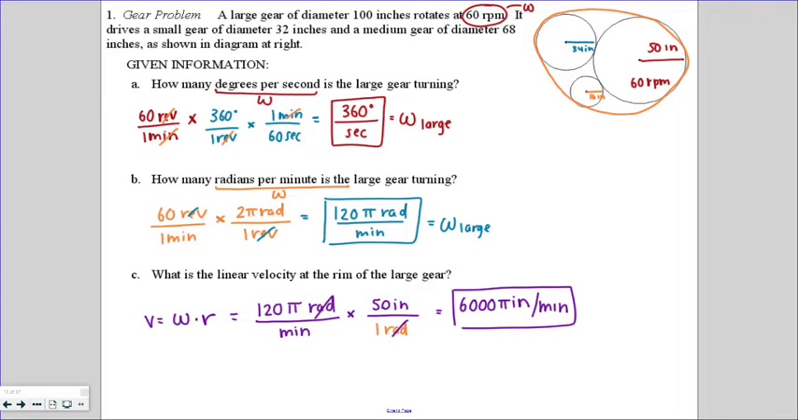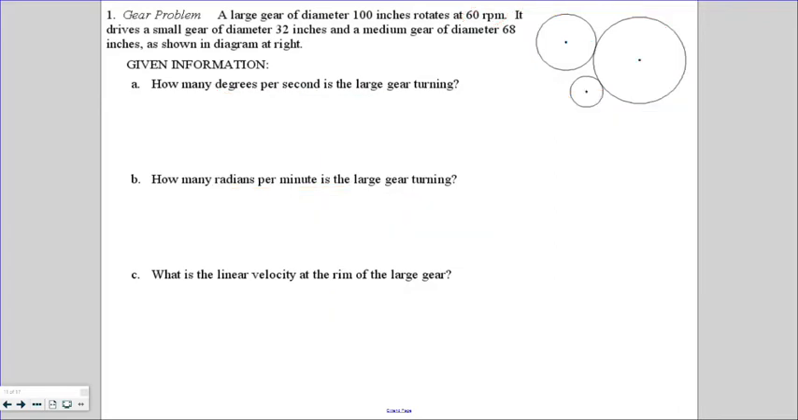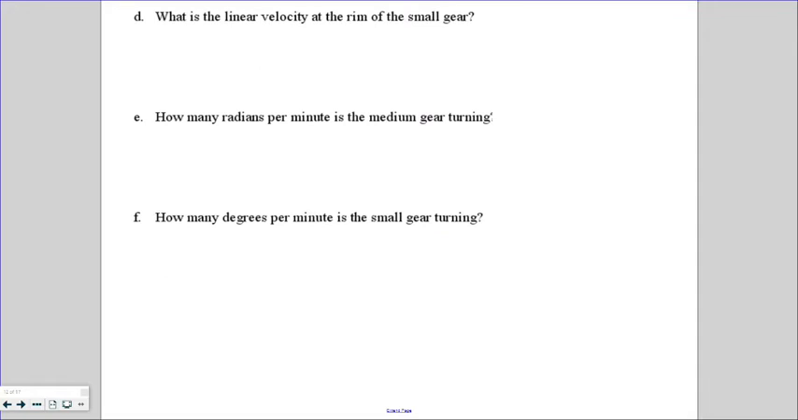But there's our linear velocity at the rim of the large gear. So then the next question is, what is the linear velocity at the rim of the small gear? But the linear velocity is the same everywhere in a pulley and gear system. So still 6,000 pi inches per minute is our linear velocity on the small gear as well. It's the same everywhere.